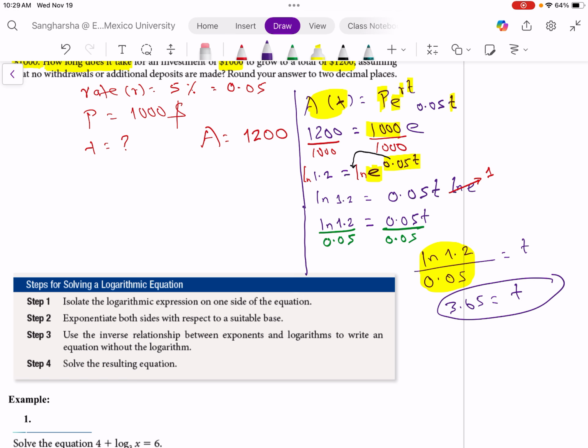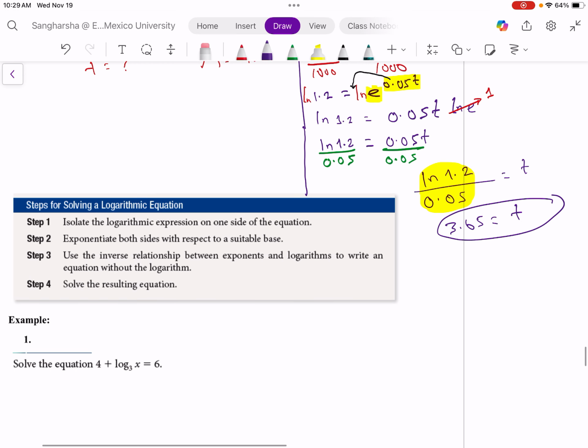Now, the next here, we have a log equation, and we have to solve this log equation, okay?